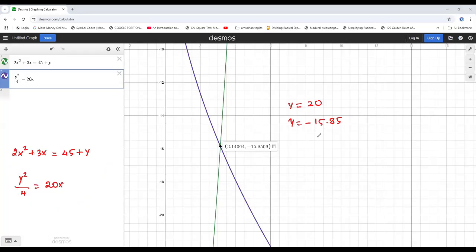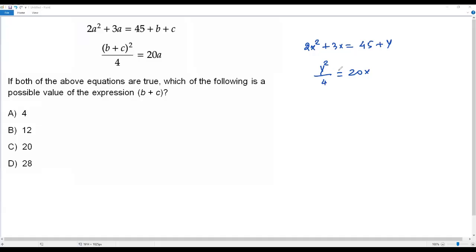Now let's go back to the original question. In the Desmos graphing calculator, we got 2 points of intersection for the graphs of these two equations, with y coordinates 20 and negative 15.85. We assigned the variable y for b + c, so this y can be replaced by b + c. So the value of b + c is 20 or negative 15.85. We find the value 20 in option C. So the correct answer choice for this question is option C. That is, a possible value for the expression b + c is 20.